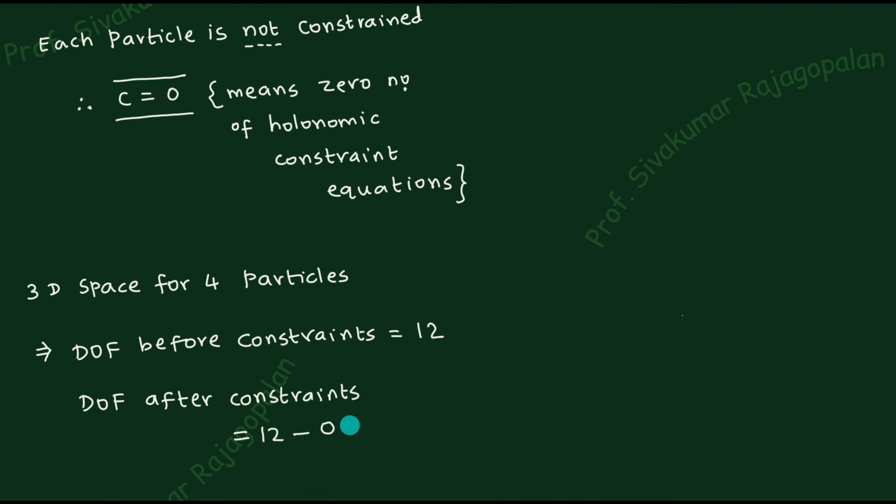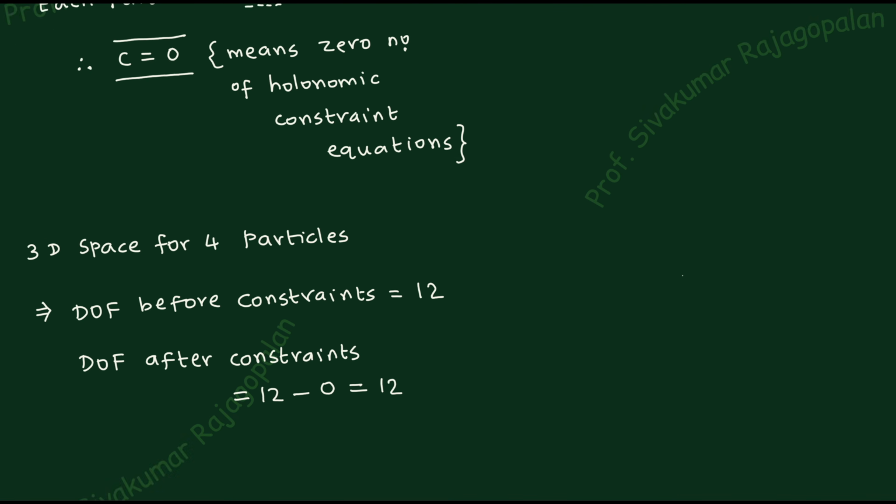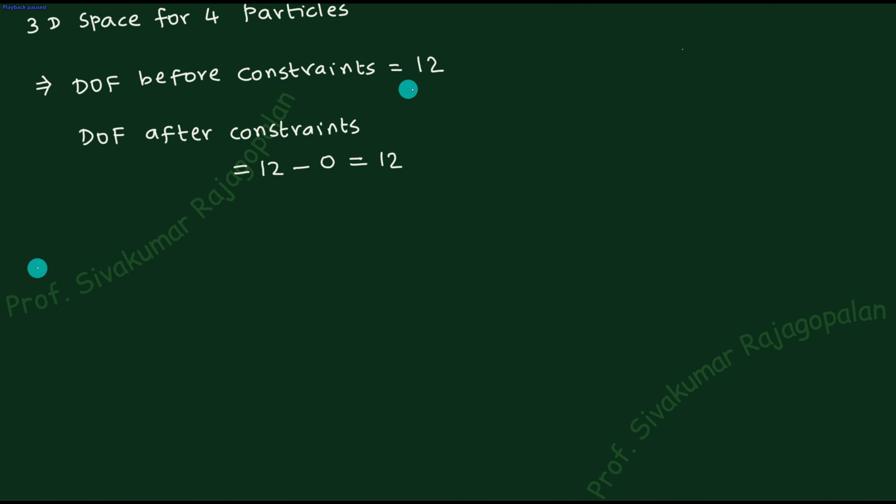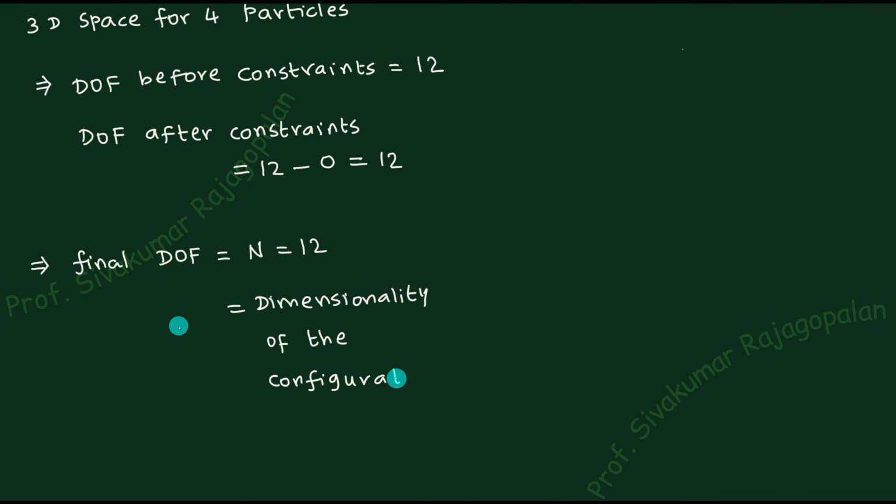And after that, you get the last step. The degrees of freedom before constraint is 12. After constraint, you don't have any constraint equation, so minus 0, it will be 12. Our conclusion is that the degrees of freedom after the constraint is called the final degrees of freedom. Remember, final. And another name for the final degrees of freedom is, identically, the dimensionality of the configuration space.